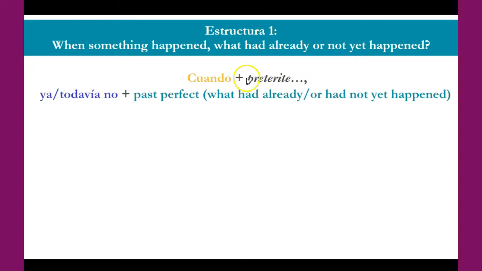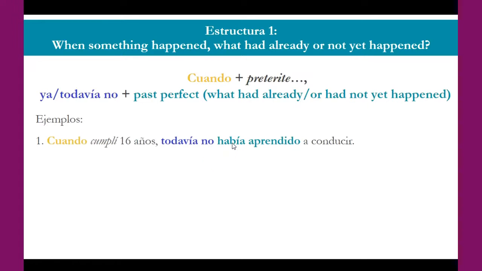So we're going to see some important structures in Spanish that are used with the past perfect. The first one is when something happened, what had already or not yet happened. So we use cuando plus preterite, and then we can use ya. Ya means already, or todavía no, not yet. Todavía no means not yet. And then the past perfect. So with ya, we express what had already happened, and with todavía no, we express what had not yet happened relative to a previous past event.